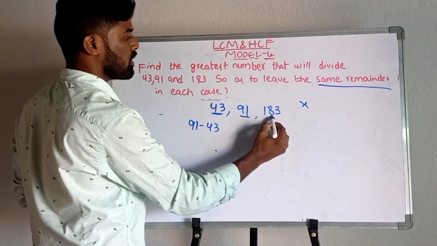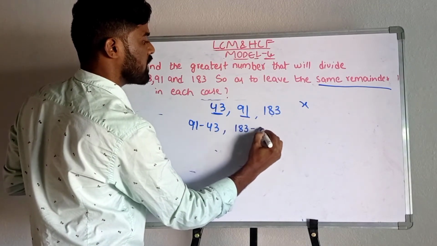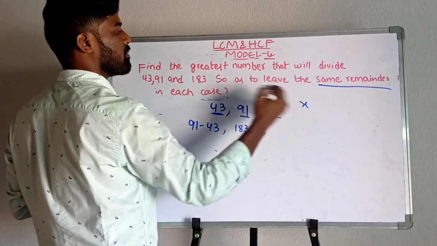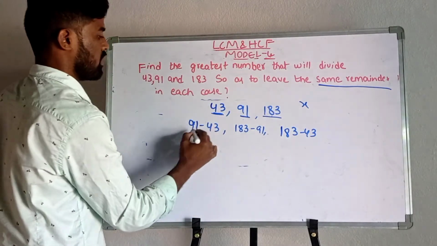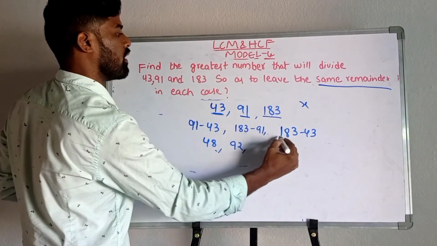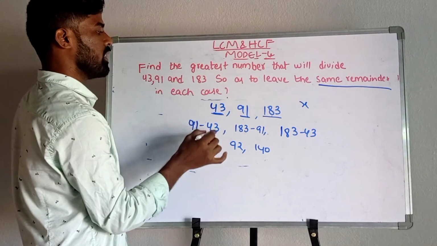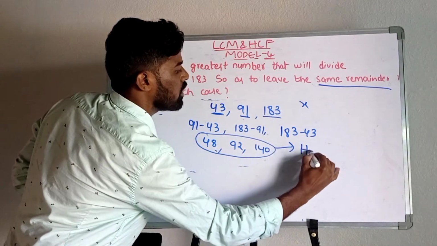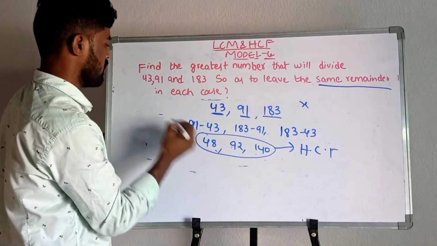Also, when these two numbers are divided by X, the remainder is the same. That means 183 minus 91 is completely divisible by that number. Also, when these two numbers are divided by X, the remainder is the same. That means 183 minus 43 is completely divisible by X. 91 minus 43 is 48, 183 minus 91 is 92, 183 minus 43 is 140. Now we have to find a number that exactly divides these numbers. That is nothing but the HCF. We have to find the HCF of 48, 92 and 140 and that will become our answer.